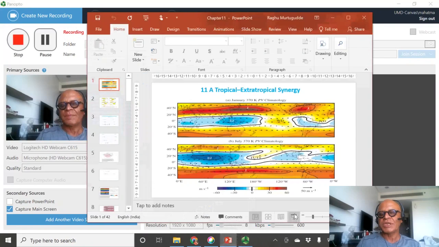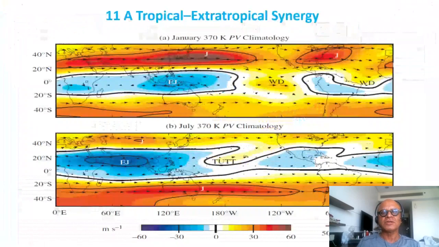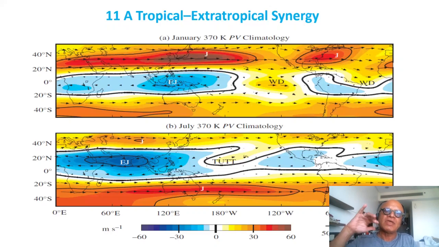Let's start with a new chapter. Chapter 11 is called tropical-extratropical synergy. This is a really short chapter, mathematically a bit intense, but the physics is amazingly cute and very interesting. We have talked about wave kinematics, interactions with the basic states, and how that translates into extratropical influence on the tropics, and then we looked at the tropical influence on the extratropics.